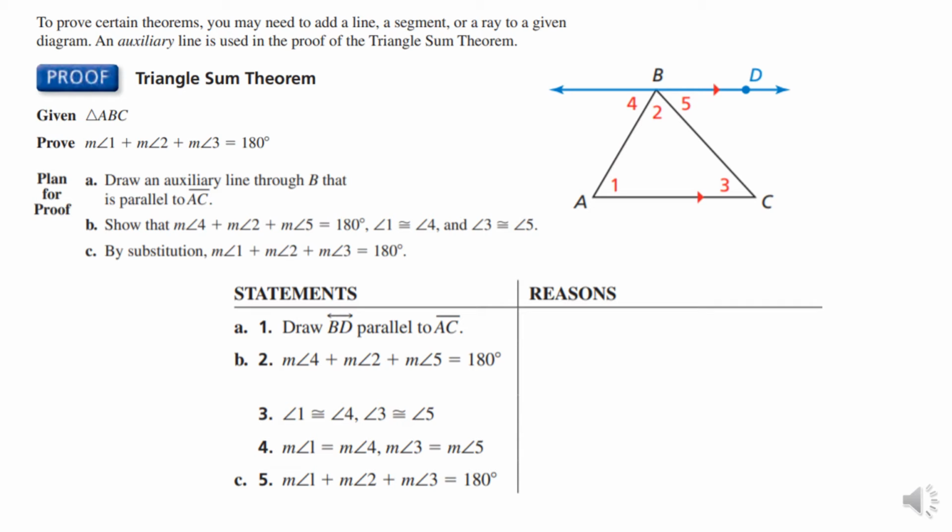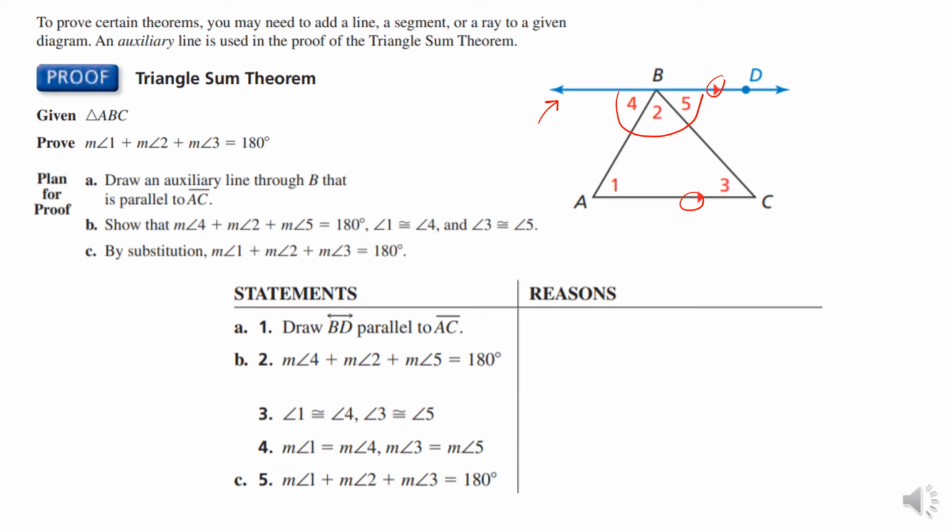So what they did was they said they want to prove that angle 1 plus angle 2 plus angle 3 equals 180. So they added this line here, and they made sure that it was parallel to AC. So they added BD and made it parallel to AC. Now we're going to go over this in a minute. Then they're going to show that this adds up to 180. And then we're going to do angle 1 equals angle 4, and angle 5 equals angle 3, and then we're going to do substitution.